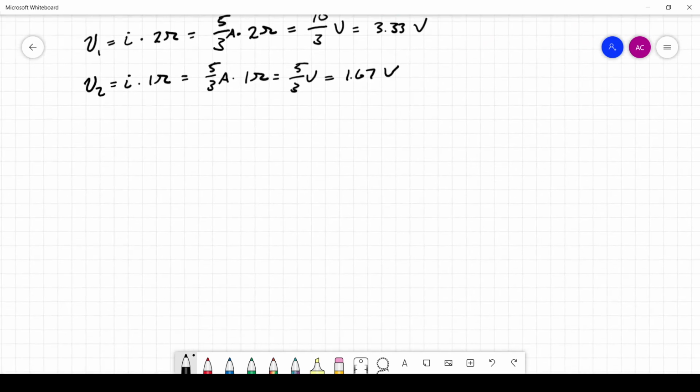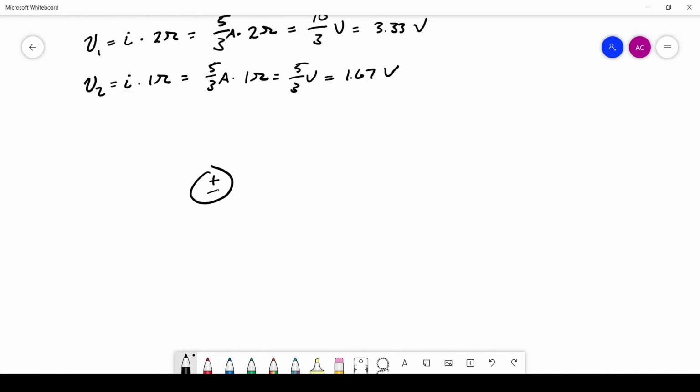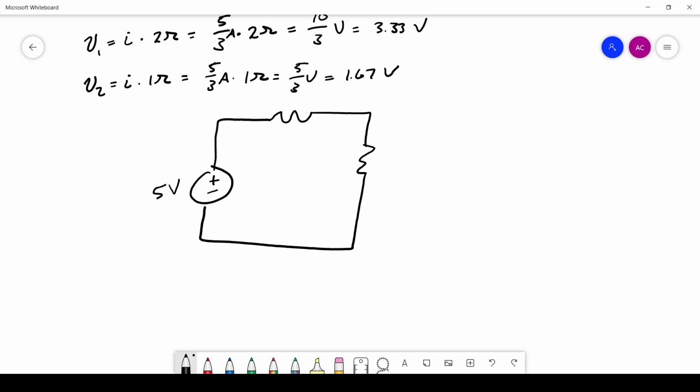So now let's rewrite this circuit. We have a 5-volt source, and we have this resistance, and then we go back to the source. This is 2 ohms and 1 ohm. We already said the current, I'm just going to put it down here, the current is 1.67 amps. The voltage across this 1 ohm resistor is 1.67 volts. The voltage across this 2 ohm resistor is 3.33 volts.